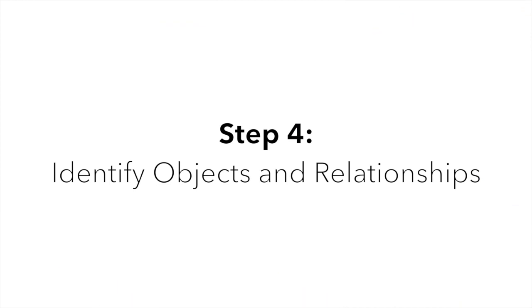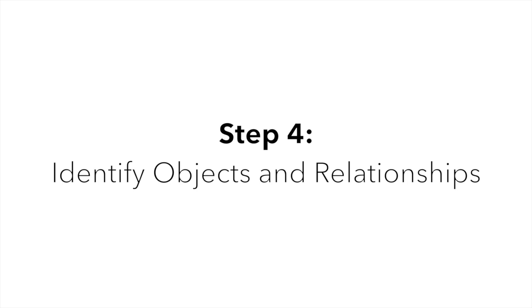On to the fourth step. Identify objects and relationships. Now, for each of these components, we'll identify the main objects and how they interact. Objects could be donors, donations, or user profiles and organizations. Think of it as our app's cast of characters and how they'll interact with each other. Let's start off by identifying objects and relationships.